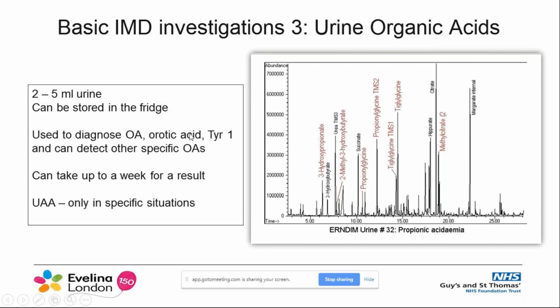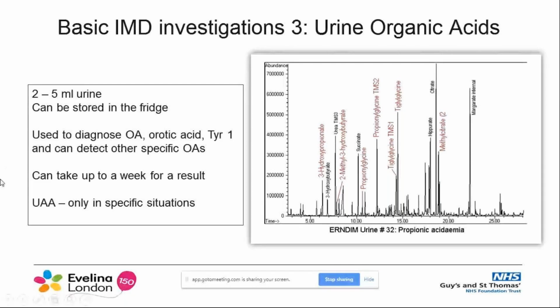And the other kind of metabolites we can look for is orotic acid in urea cycle defects. We look and see succinylacetone in tyrosinemia type 1, and we can detect other specific organic acids. The result can take sometimes up to a week. We can get it in a few days, but we also have the ability to run a lot of these chemicals rapidly on a small plasma sample, but not all centres have that ability.